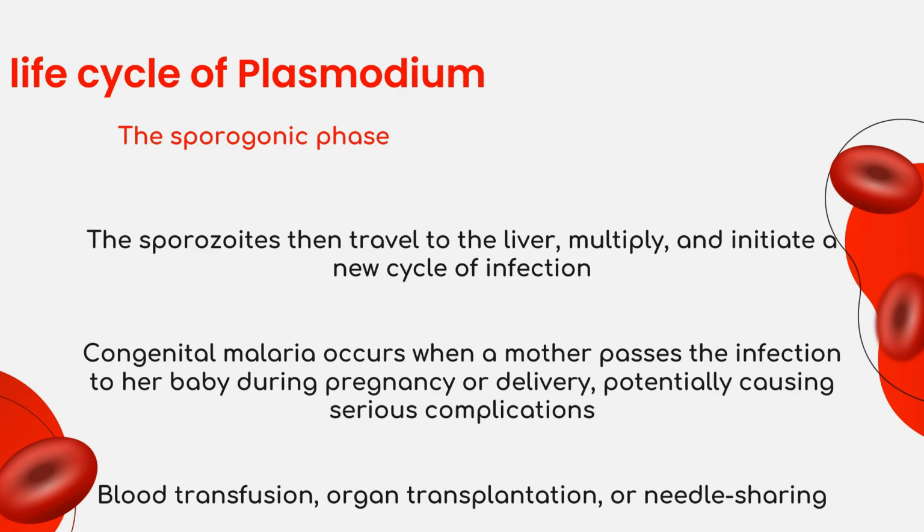Although rare, malaria can also be passed from mother to child during pregnancy or delivery. This is called congenital malaria, and it can cause serious complications for both the mother and the baby. Malaria can also be transmitted through blood transfusion, organ transplantation, or sharing of needles and syringes. However, these modes of transmission are very uncommon in countries where malaria is not endemic. So now you know how malaria spreads and why it is important to prevent mosquito bites and use safe blood products.